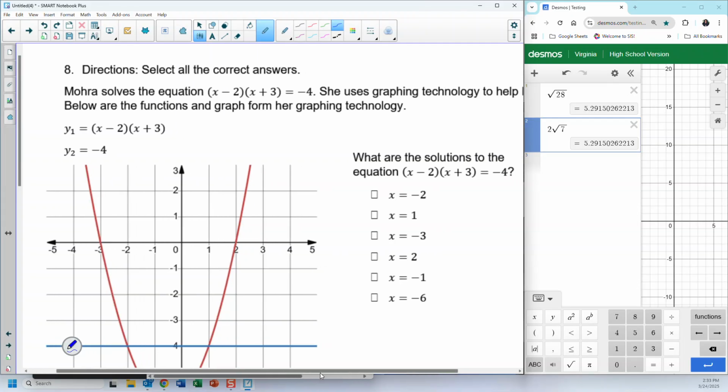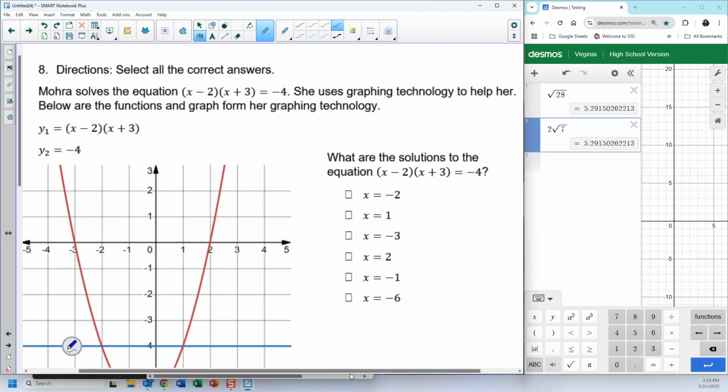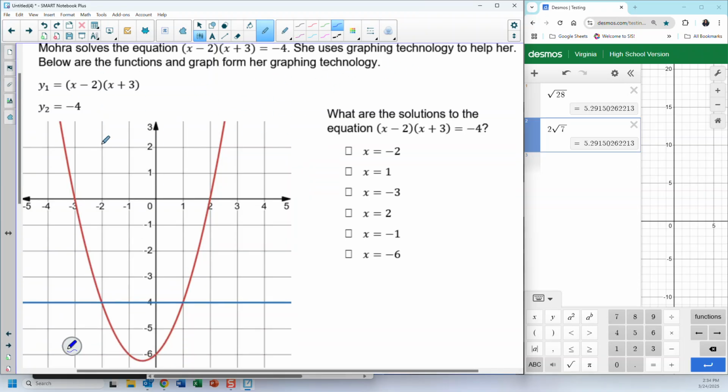All right. Mora solves the equation x minus 2, x plus 3 equals negative 4. She uses graphing technology, so basically she uses Desmos to help her. Below are the functions and graphs that form her graphing technology. I don't know what that sentence is trying to say. Anyway, this is what she did. So she graphed these 2 things in Desmos, and this is what she gave.